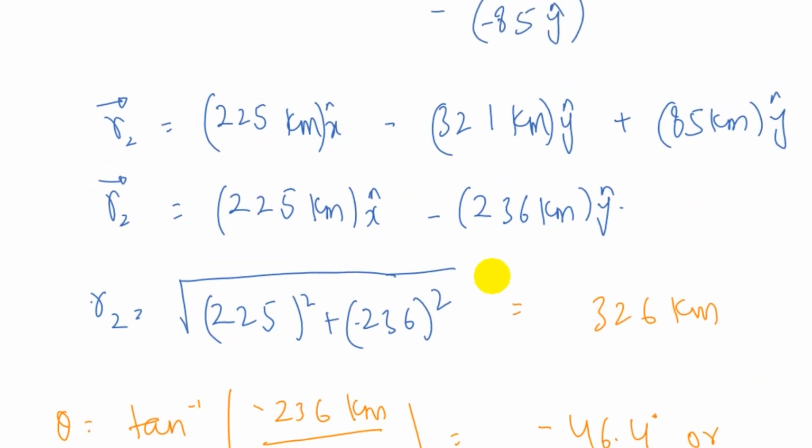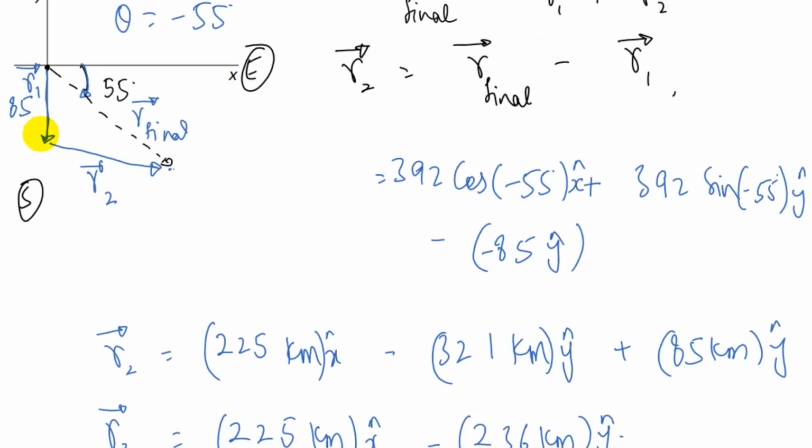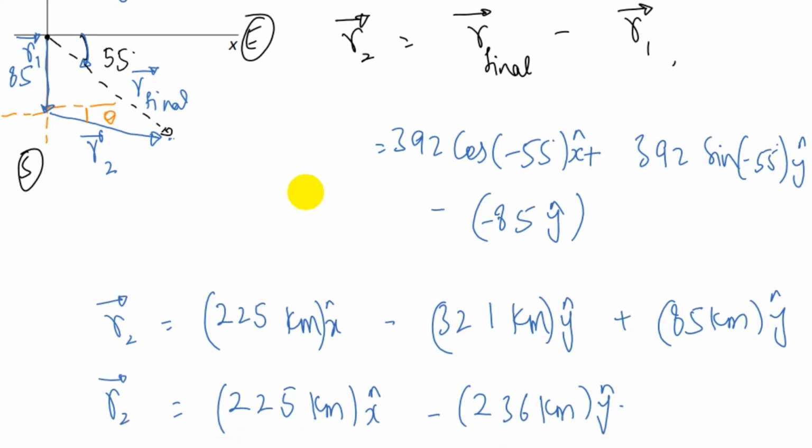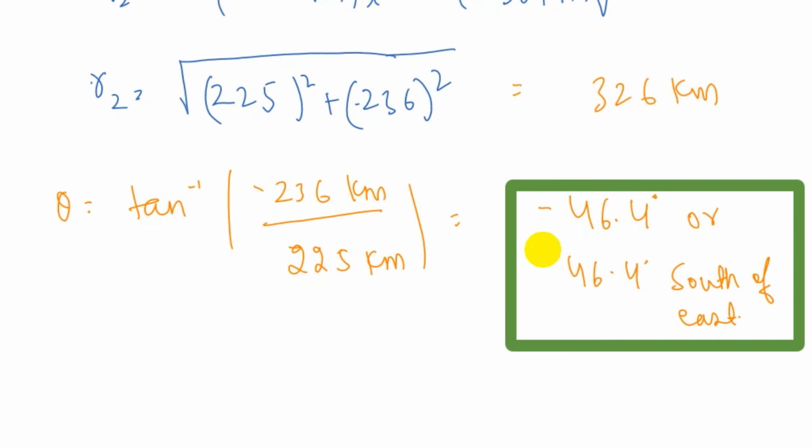Let me show it on the figure also. So actually if you take this, this would be theta, which we have calculated to be 46.4 degrees. Okay. So this is the answer for the B part.